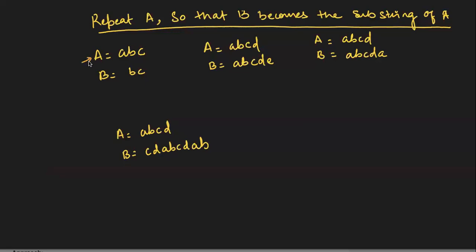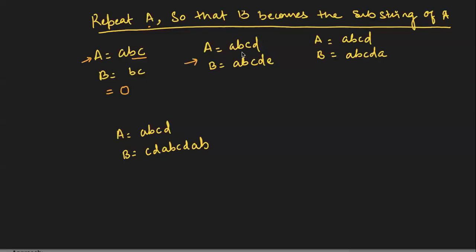So let's say string A is ABC and string B is BC, right? So here string B is already a substring of string A. So here we don't need to repeat string A. So our output in this case is going to be 0, right?